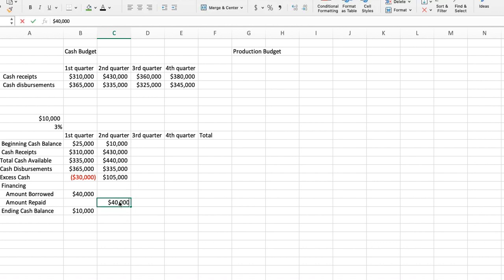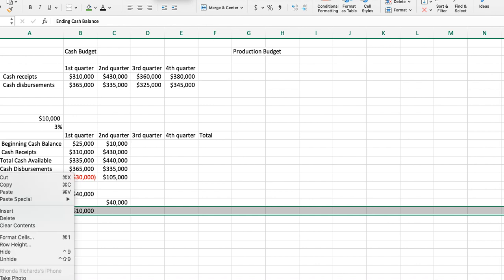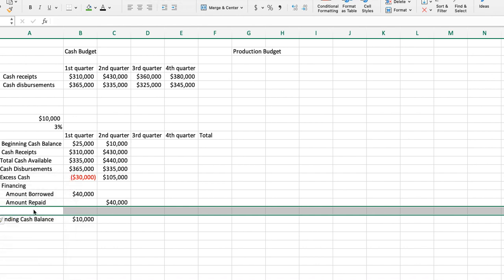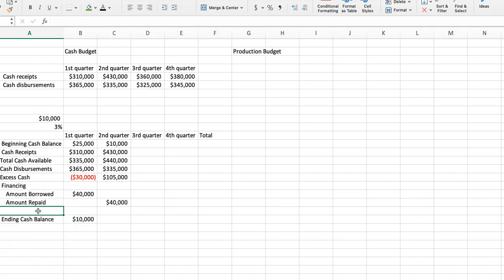Now, there's this little thing called interest. Let's talk about interest. I probably need to add another line here because I forgot. And this is my interest payments, because the bank is not going to let us borrow that money for free.